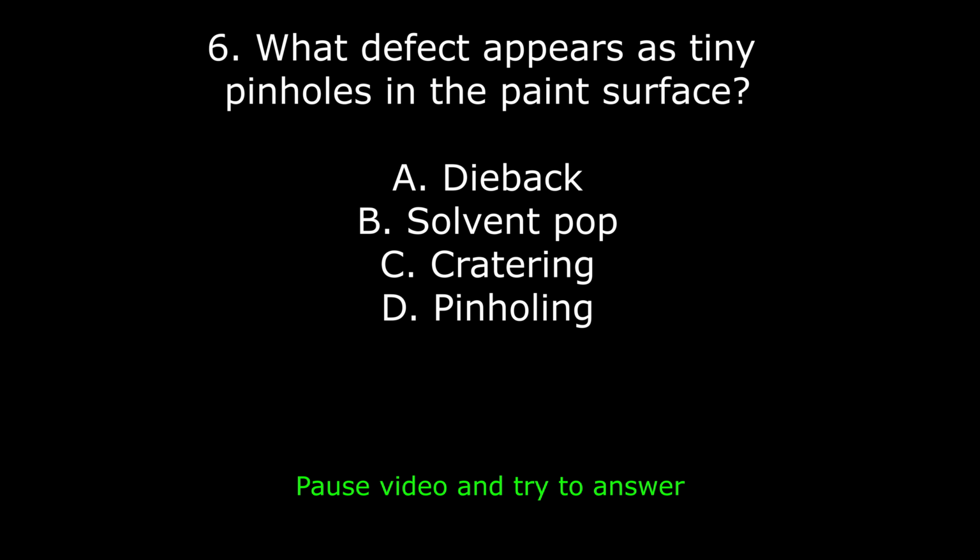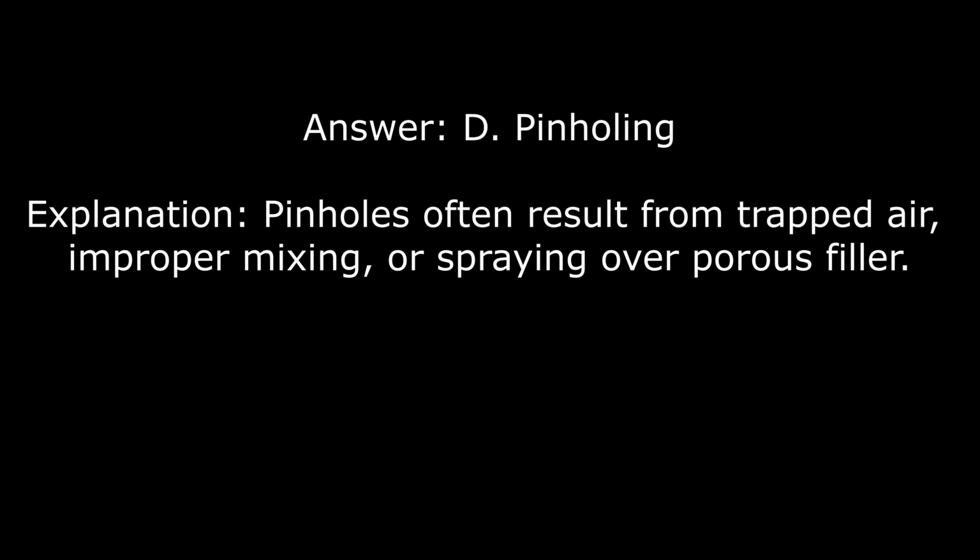6. What defect appears as tiny pinholes in the paint surface? A. Dieback. B. Solvent pop. C. Cratering. D. Pinholing. Answer: D. Pinholing. Explanation: pinholes often result from trapped air, improper mixing, or spraying over porous filler.